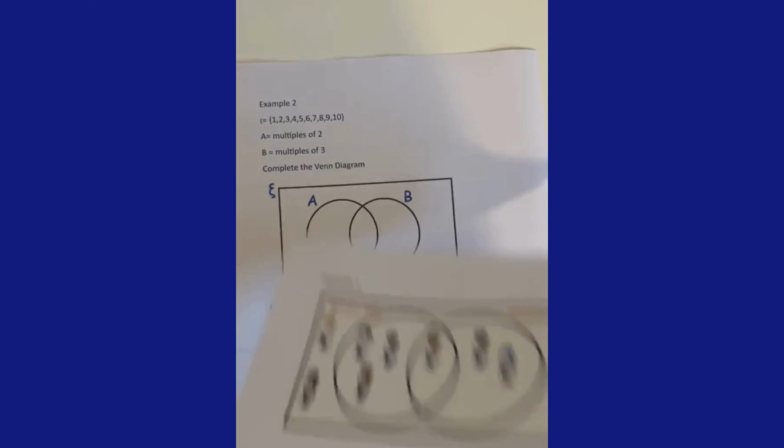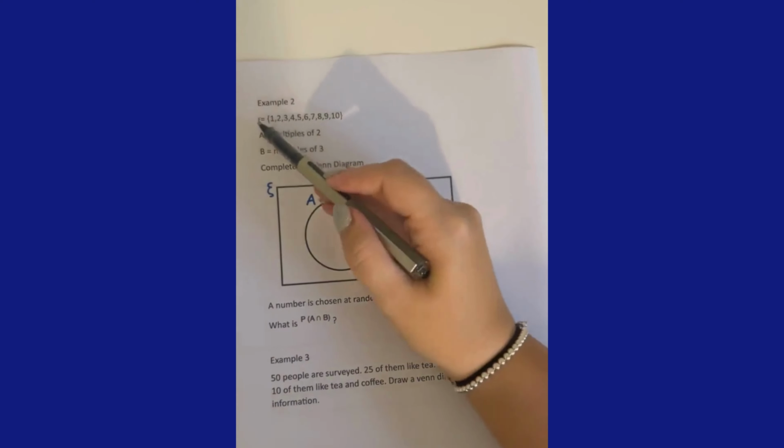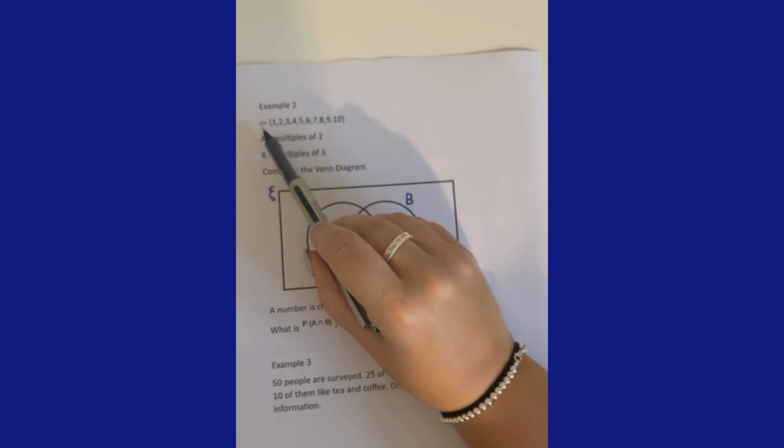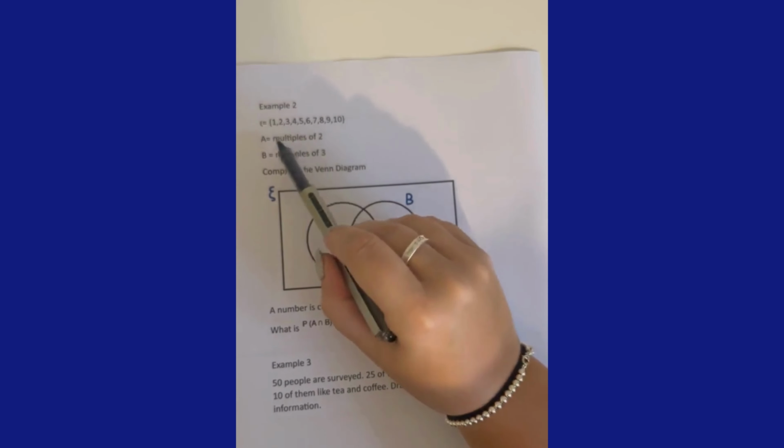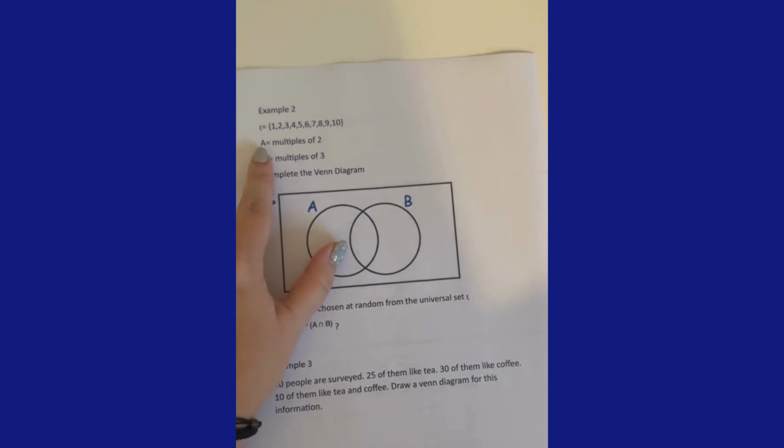Okay, let's have a look at another Venn diagram example. So in this example, what you have got is what we call our universal set. And our set essentially are the numbers that we are dealing with. So in this example, we've got the numbers 1 to 10. Now what this then tells us is that A is our multiples of 2. That just means our numbers in the 2 times table. And B is our multiples of 3. So the numbers in the 3 times table.